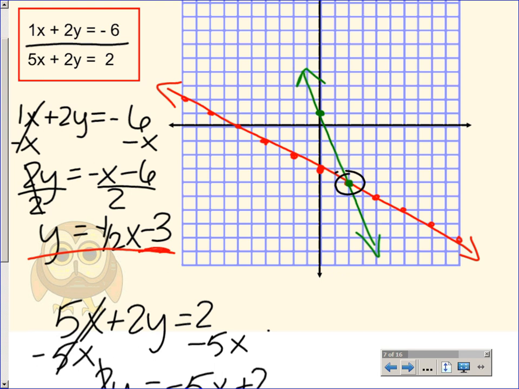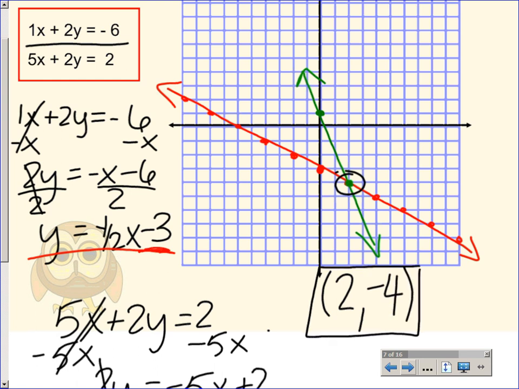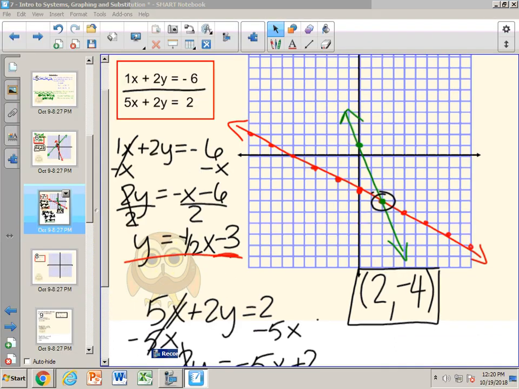I'm looking for this ordered pair where they intersect. That happens to be 2, 1, 2, 3, 4, negative 4. Okay. And that is solving a system of equations by graphing.